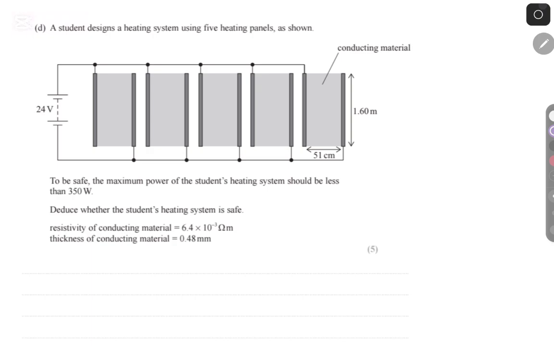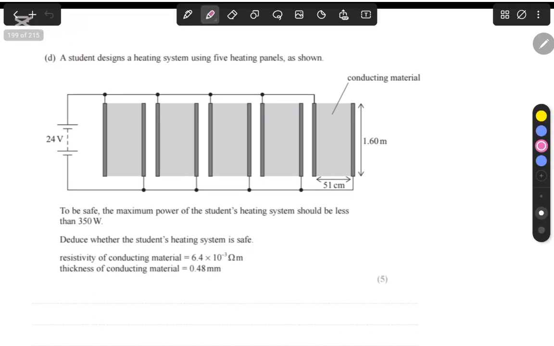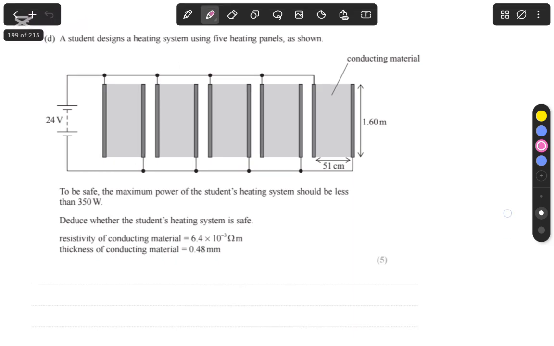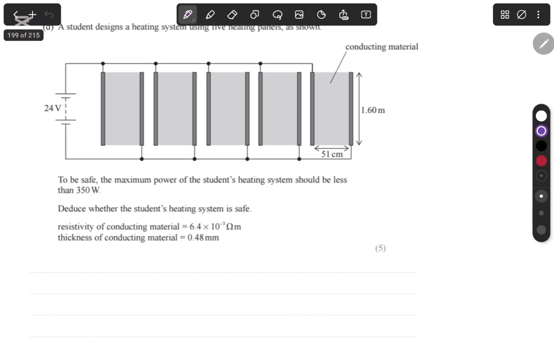Okay, we have a really good 5 marker here. So it says a student designs a heating system using 5 heating panels as shown. And then it says to be safe, the maximum power of the student's heating system should be less than 350 watts. Deduce whether this is correct. So they've given me all the values here. And actually, I have to connect this with the previous question.